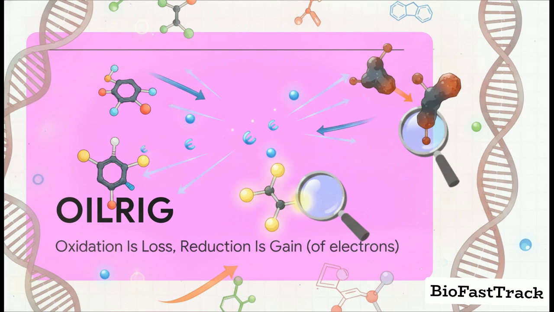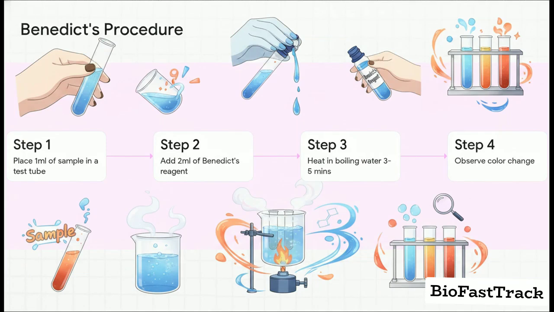Monosaccharides like glucose have these free aldehyde or ketone groups. That means they have the ability to donate electrons to other compounds, and by donating electrons, they reduce that other compound while becoming oxidized themselves. So, let's break down the chronological milestones of the Benedict's test.